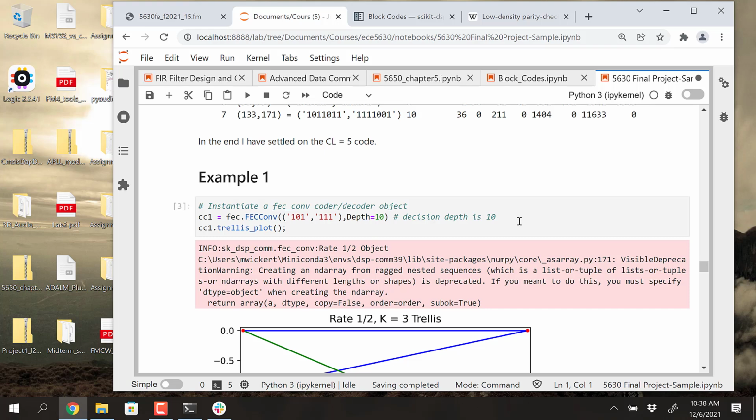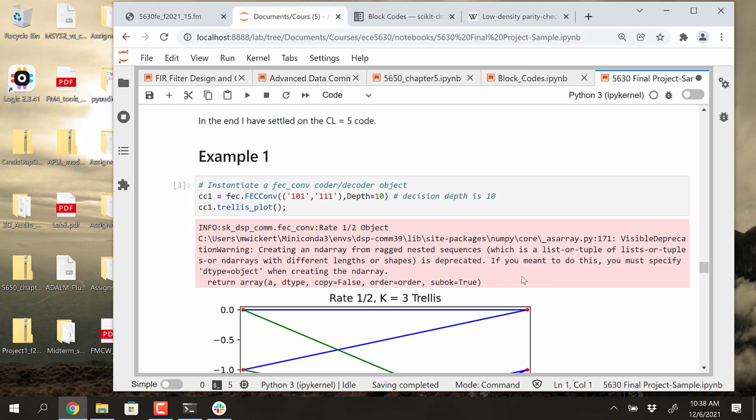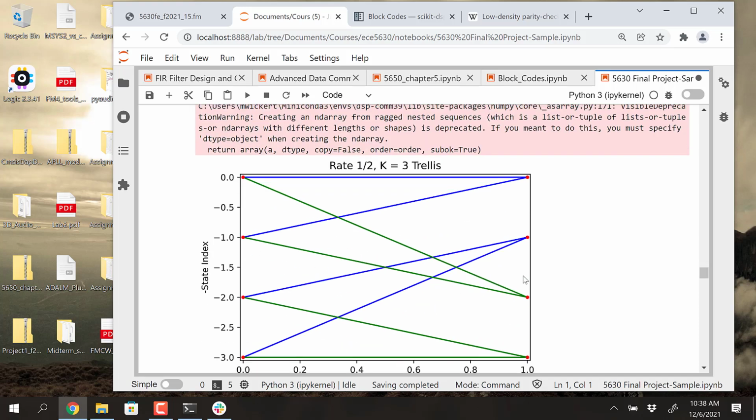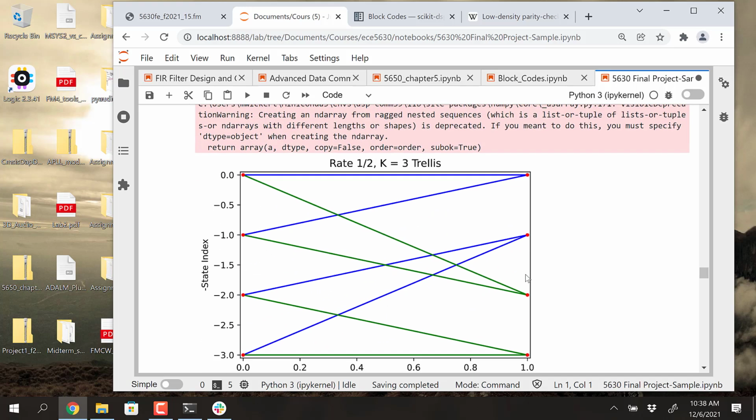And I'm getting these error messages. It's a warning message, a deprecation. I've got to ask my helper about this too, but everything seems to work. It's something in Python that changed.